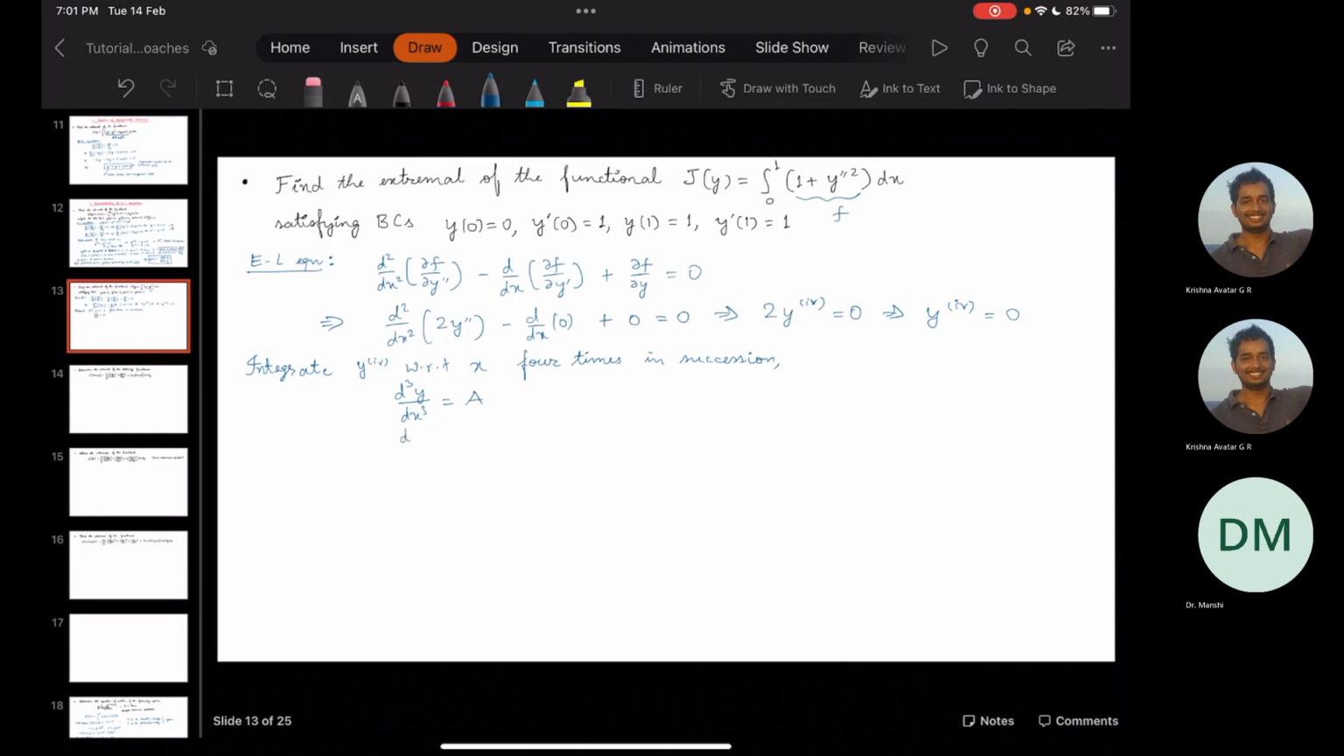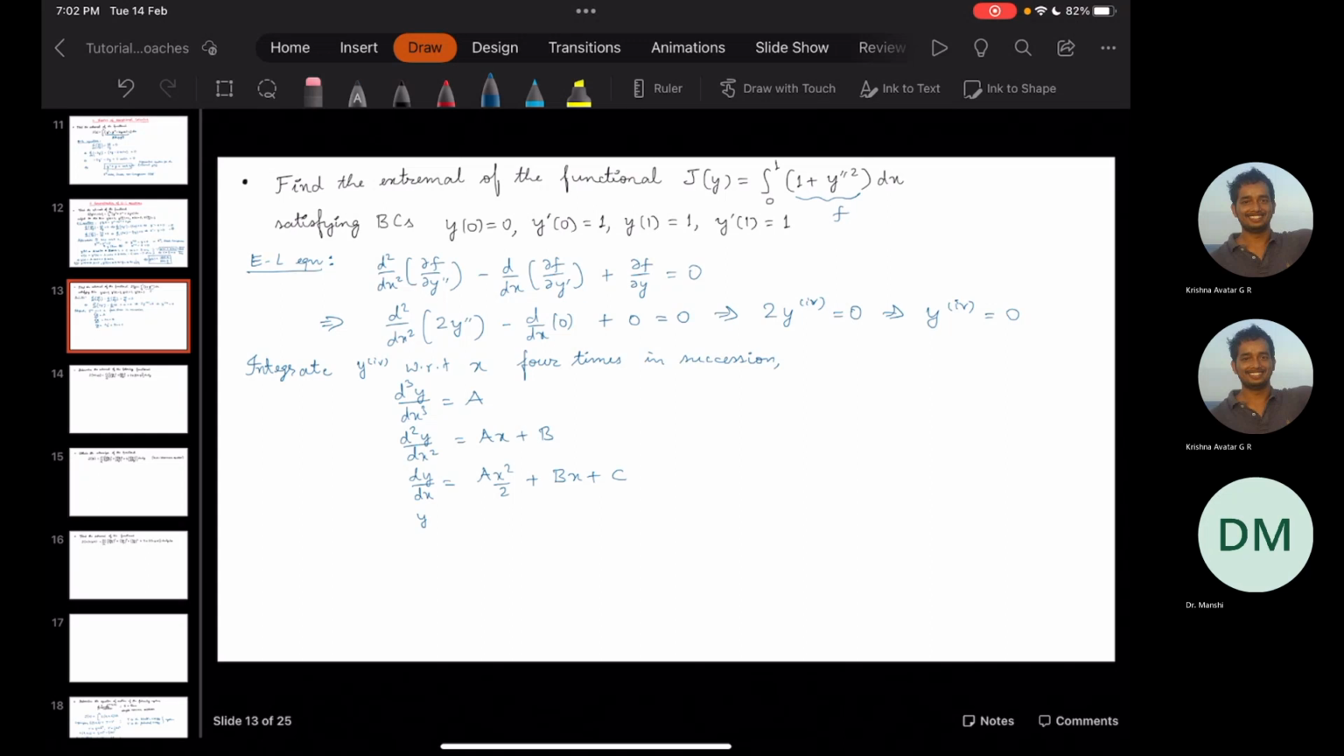Integrating it twice gives us ax plus some constant b. Mind you, a and b, all these are constants in sequence. And after performing the third integration, we have ax squared by 2 plus bx plus one more constant, which is c.